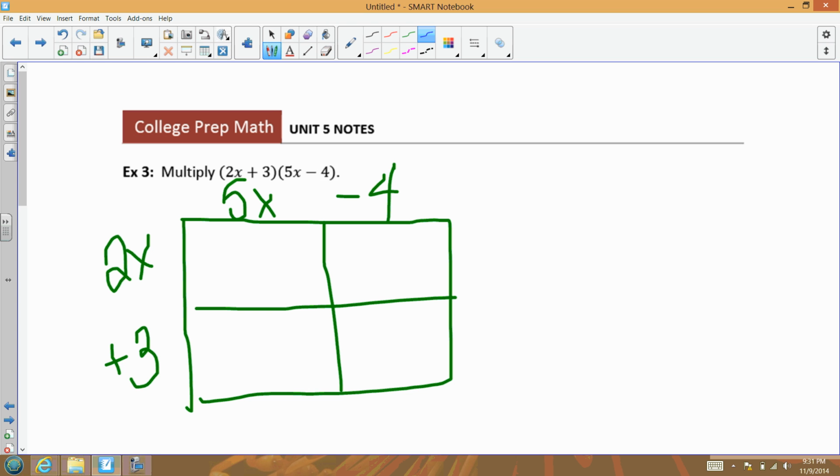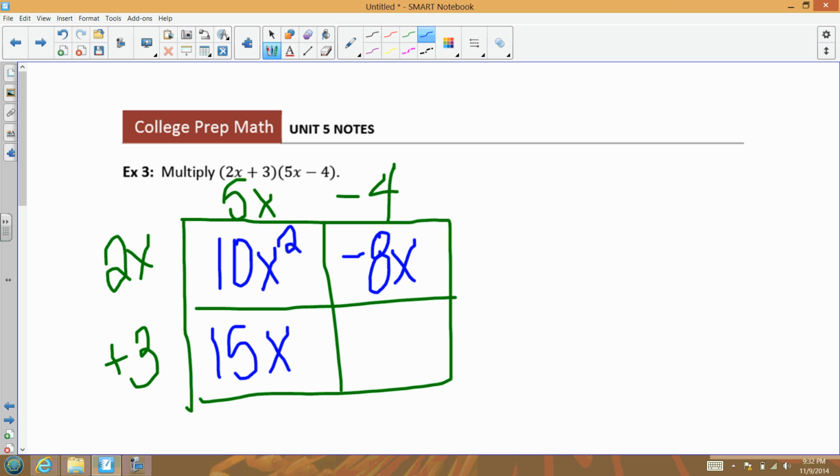So I'm going to go ahead and multiply these. 2x times 5x is going to give me 10x squared. Then I have the -4 times 2x, so I get -8x. Down below, I'm going to get 15x when I multiply. And then I get -12 when I multiply -4 times 3.